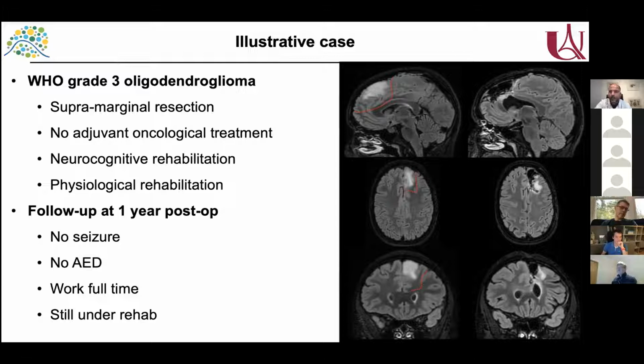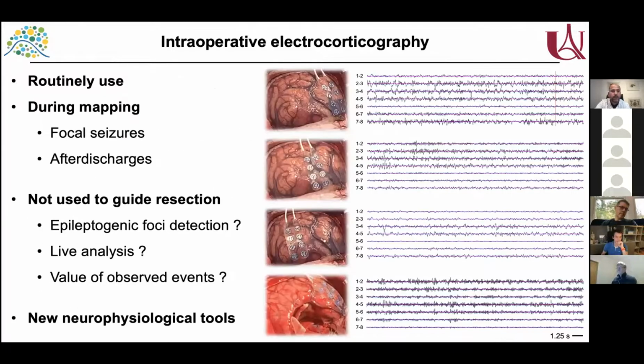In addition to the intraoperative functional brain mapping, I use intraoperative corticography, but this is a routine use during functional mapping because it helps me identify rare focal seizures or after-discharges following direct electrical stimulation. But I do not use these neurophysiological recordings to identify epileptogenic foci. Why? Because I think it is not accurate enough.